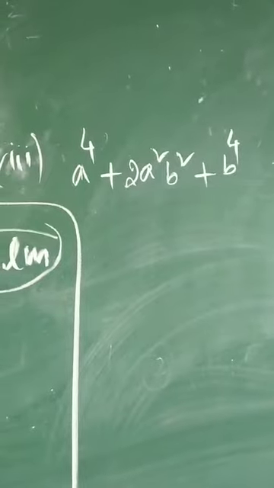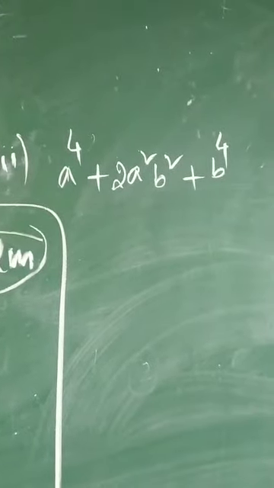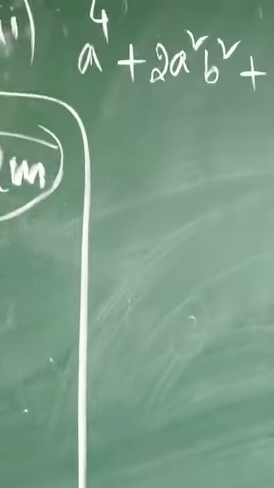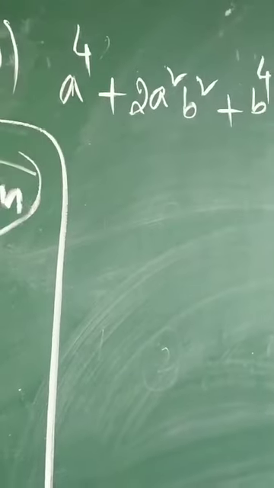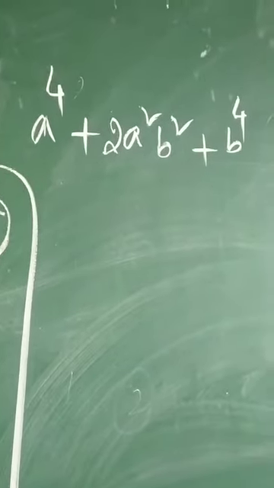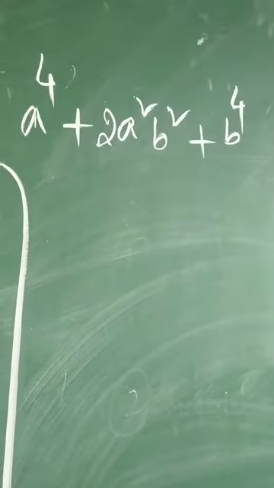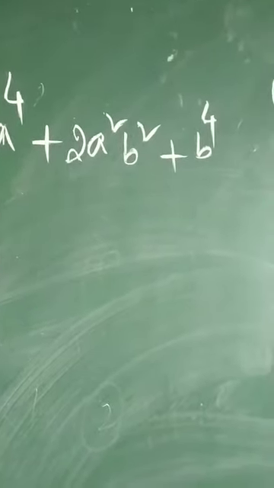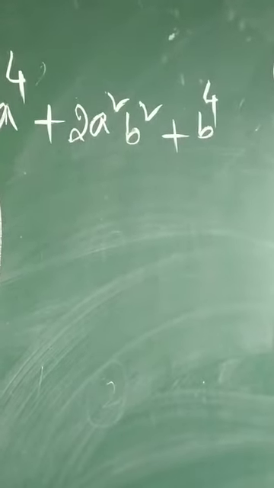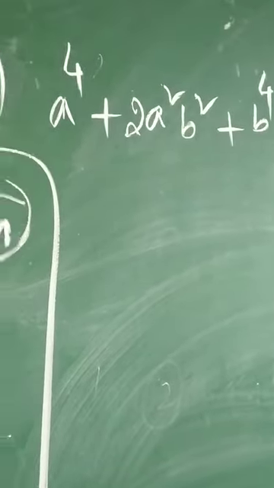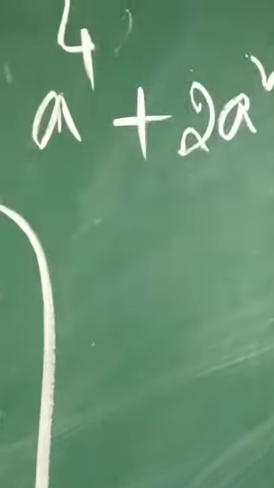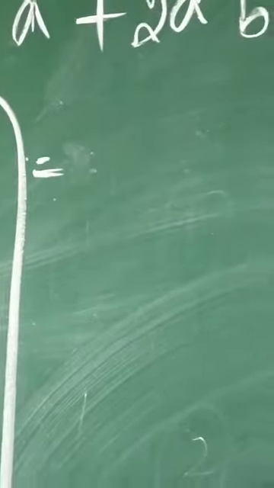a to the power 4 plus 2 a square b square plus b to the power 4. You might be thinking, sir, we know the identity, that is a square plus 2ab plus b square, but here it's written a to the power 4 plus 2a square b square plus b to the power 4. No difference at all. We will use one trick to factorize this particular format. What is this? Let us check it out.